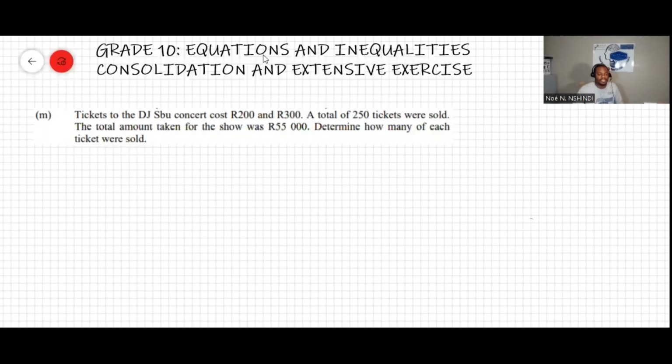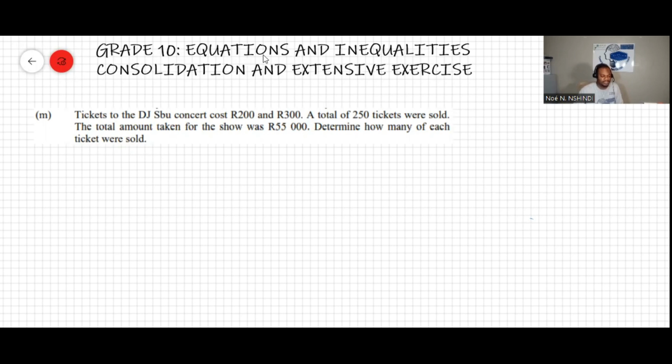Well, question M says that tickets to the DJ SBU concert cost 200 Rand and 300 Rand. A total of 250 tickets were sold. The total amount taken for the show was 55,000. Determine how many of the tickets were sold. How many of each of the tickets were sold?